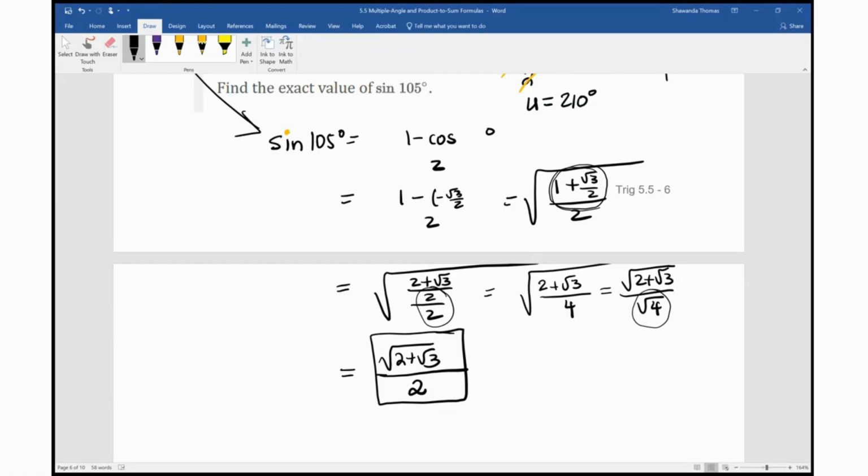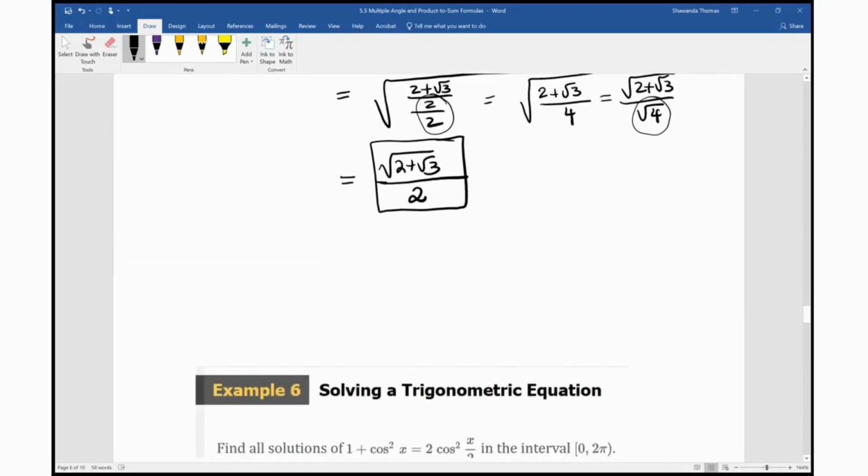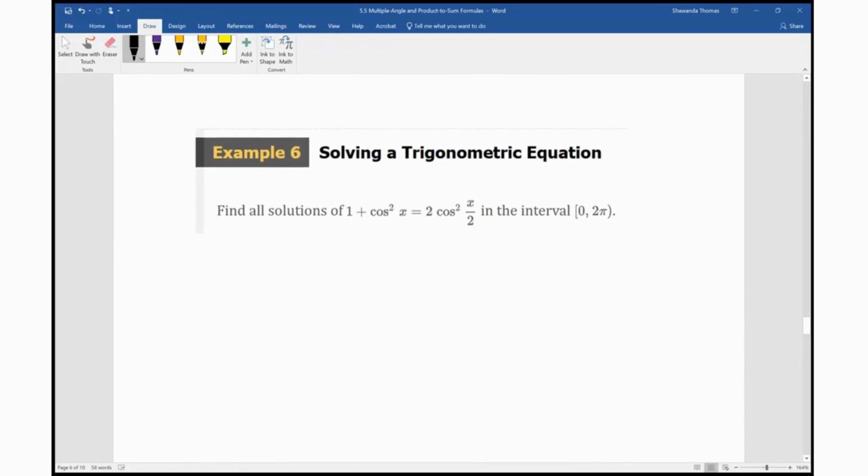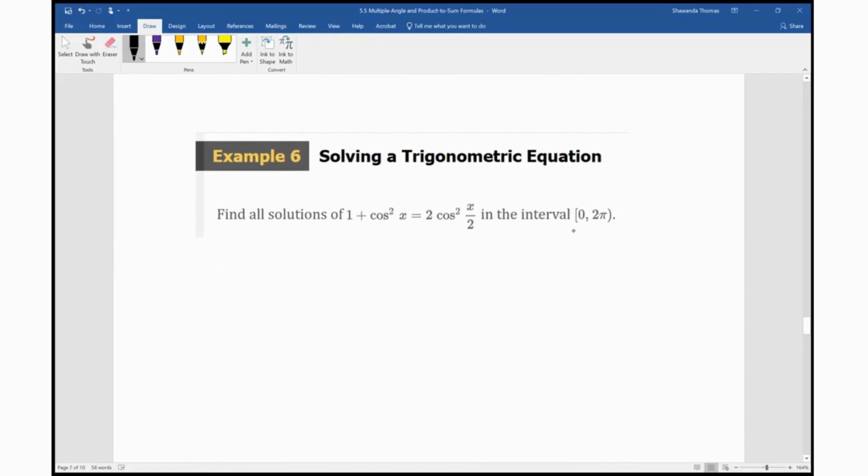All right, 4 more examples, and we are done with 5.5. Find all solutions. So we're solving again, but again, our answer is going to lie on the unit circle. Find all solutions of 1 plus cosine squared x equals 2 times cosine squared x over 2.